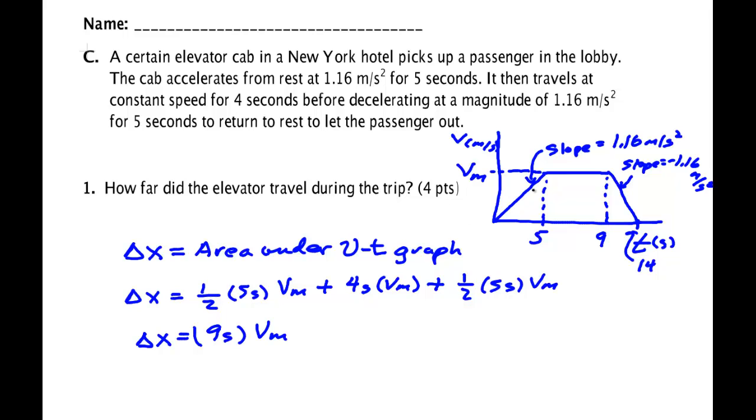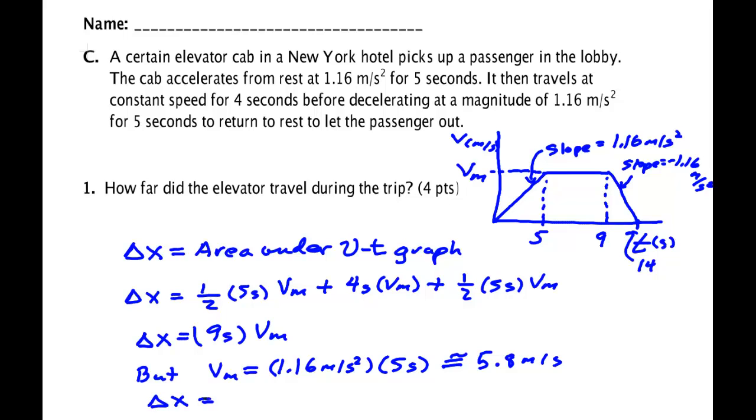However, from the fact that I have a slope here, I have the equation of a straight line. So Vm is the velocity at 5 seconds. Vm is equal to 1.16 meters per second squared, that's the slope, times 5 seconds plus the y offset, but the y offset was 0. That's just applying y equals mx plus b for a straight line. So this gives me 5.8 meters per second. So delta x is then 9 seconds times 5.8 meters per second, and it says that you traveled 52.2 meters.